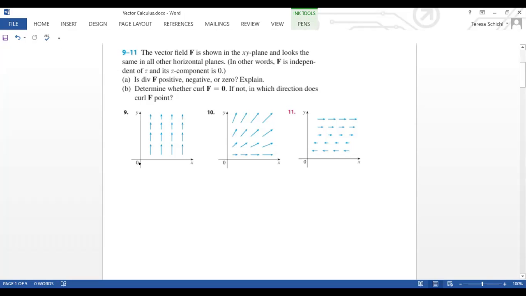Like here for problem 9, you see your vector field is going this way, going up. Obviously, it does not have any rotation movement here. If you move the points, it's going up. So I expect curl F will be equal to the 0 vector here. That means there's no rotational movement.